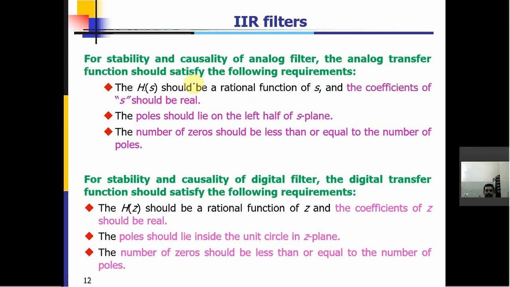For stability and causality of a digital filter, the digital transfer function should satisfy the following requirements. The first requirement is that H of Z should be a rational function of Z, and the coefficients of Z should be real. The second point is that the poles should lie inside the unit circle in the Z-plane. And the third point is that the number of zeros should be less than or equal to the number of poles.